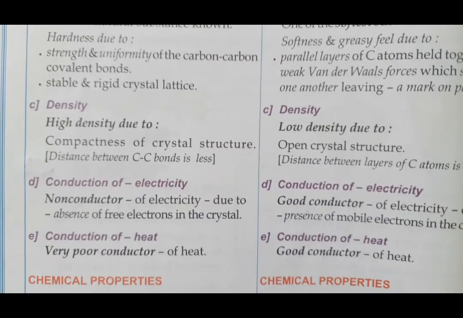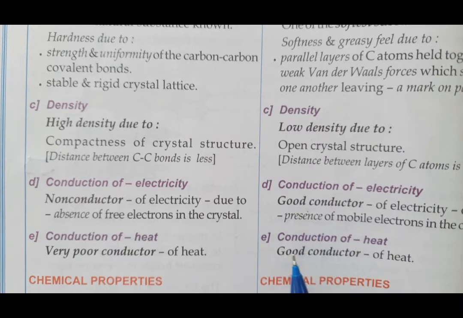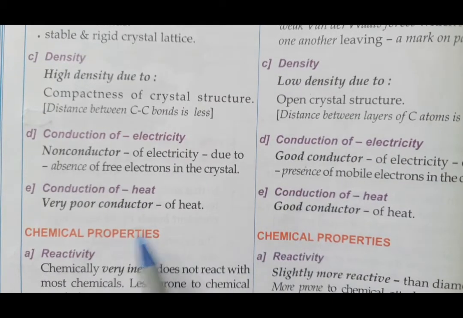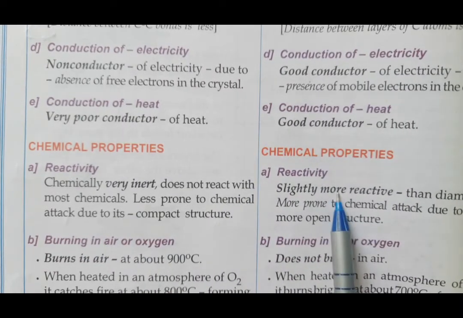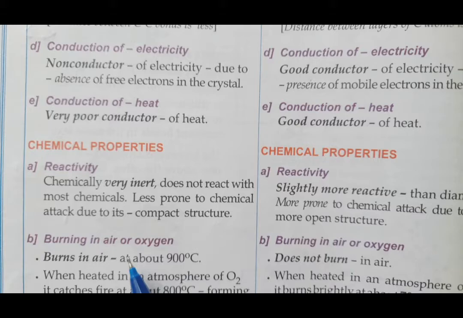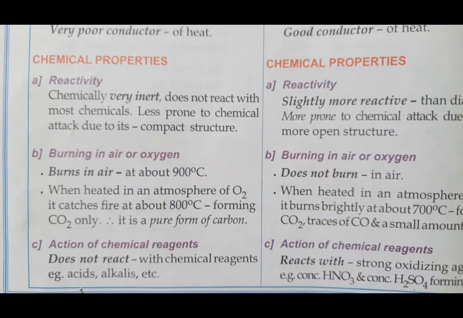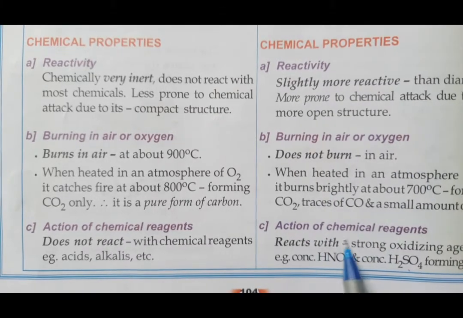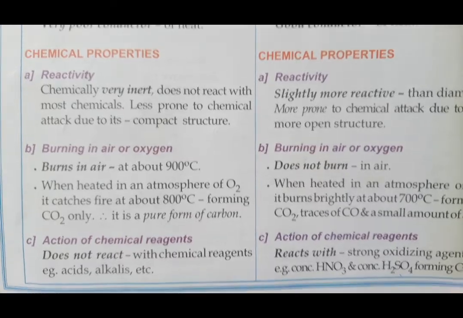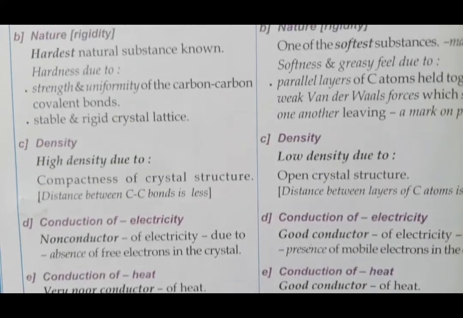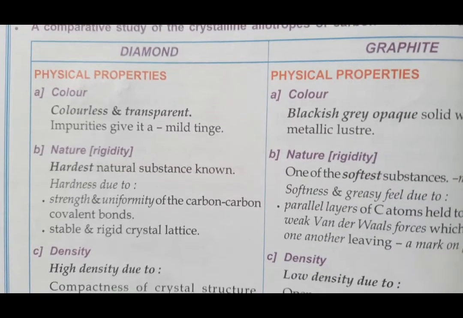Five difference, diamond is a bad conductor of electricity, graphite is a good conductor of electricity. Six difference, diamond is a poor conductor of heat, graphite is a good conductor of heat. Seven difference, diamond is inert, graphite reacts. Eight difference, diamond burns in air, graphite does not burn in air. Nine difference, diamond does not react with chemicals like acid and base, but graphite will react with chemicals like nitric and sulfuric acid. So in total there are 10 differences, students, and out of these 10 you can write any 3 if it comes in your examination, any 6 if it comes for 3 marks.